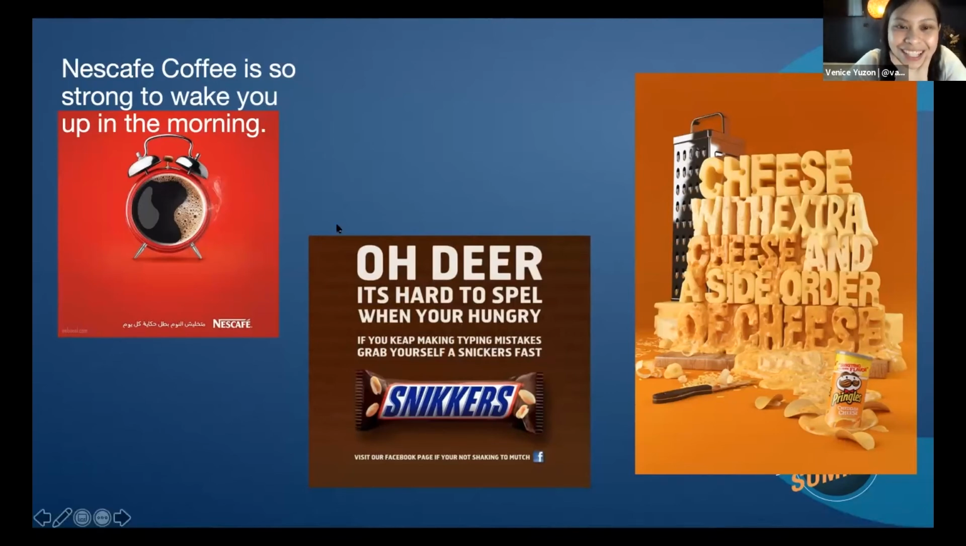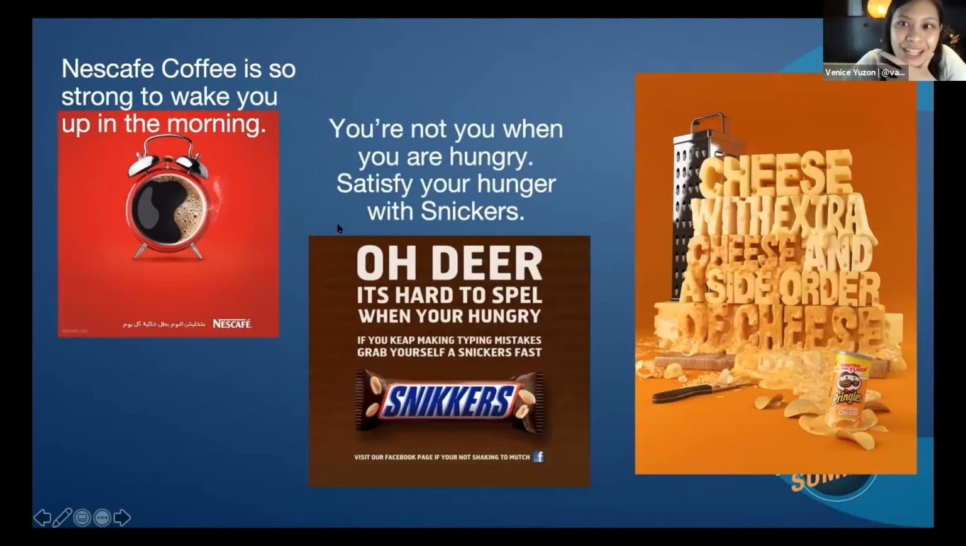Next, for sneakers. Okay? For sneakers, you are not you when you are hungry. Kasi you can't spell. Okay, you are not you when you are hungry. So satisfy your hunger with sneakers. Why do I say that you have to satisfy your hunger with sneakers? Because meron siyang call to action. Grab yourself a sneakers fast. Right? Okay. So key message is very important.